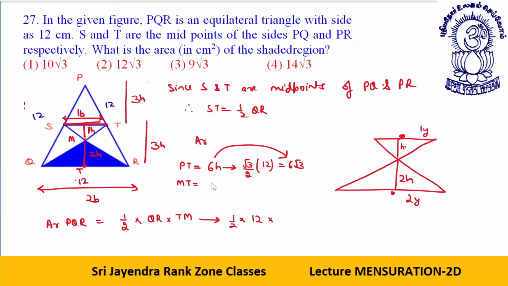MT will be what? MT will be 2h. So it will be 2 root 3. 2 and 2 will cancel. So this will give you 12 root 3. 12 root 3 centimeter. Okay. Which is the option? Option number 2 is the answer. I hope all this is clear, my dear students.